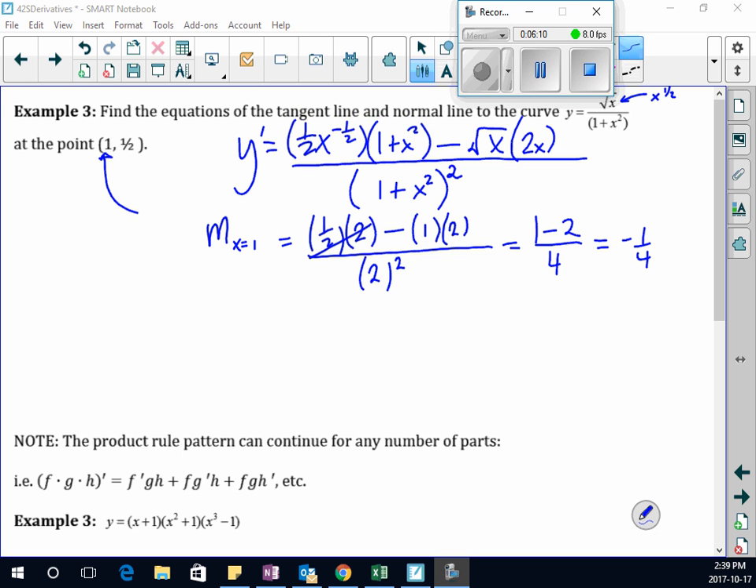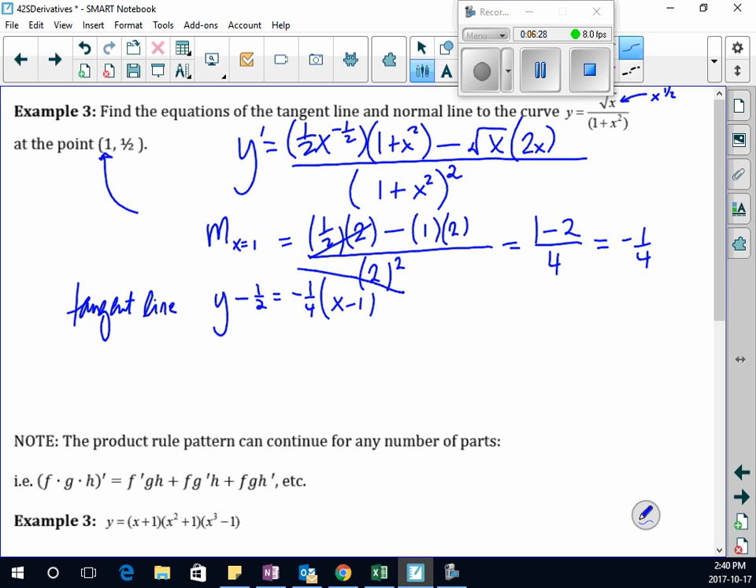So now I want to know the slope of the tangent line. Sorry, I want to know what the tangent line is. This is the slope of the tangent line. So remember we're putting it into point slope form. So y minus a half equals negative a quarter, x minus 1. Done.